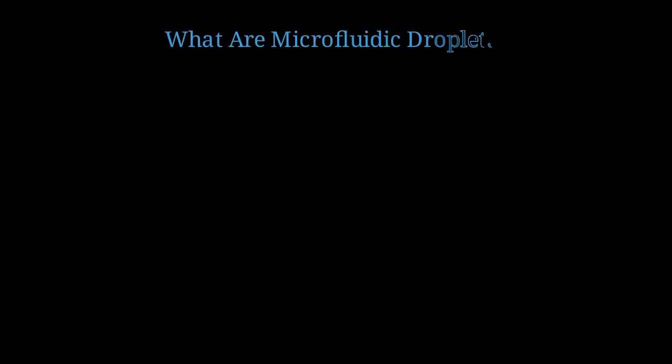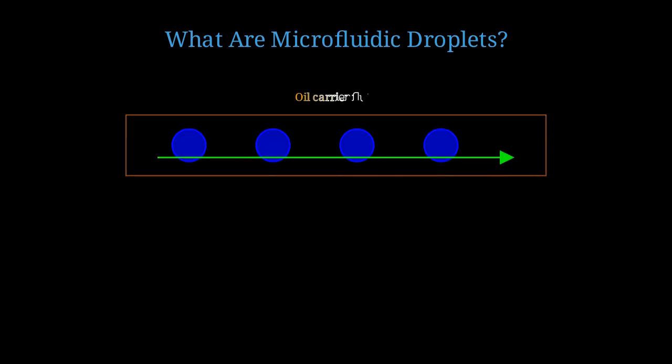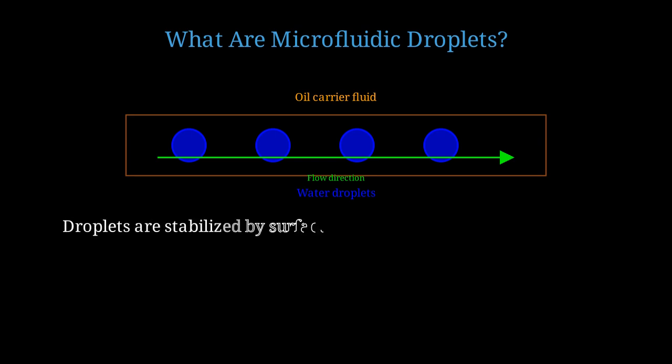Before we understand memory, we need to understand what these droplets actually are. In microfluidic systems, we typically have water droplets suspended in an oil carrier fluid. These droplets are incredibly small, typically 10 to 500 micrometers in diameter. That's smaller than the width of a human hair. The interface between water and oil is stabilized by surfactant molecules. These surfactants are amphiphilic, meaning one end likes water and the other likes oil.